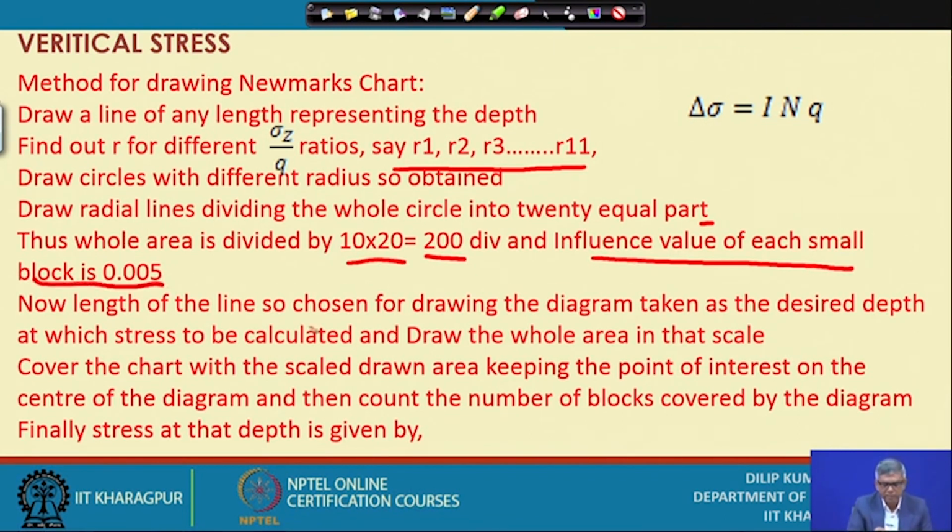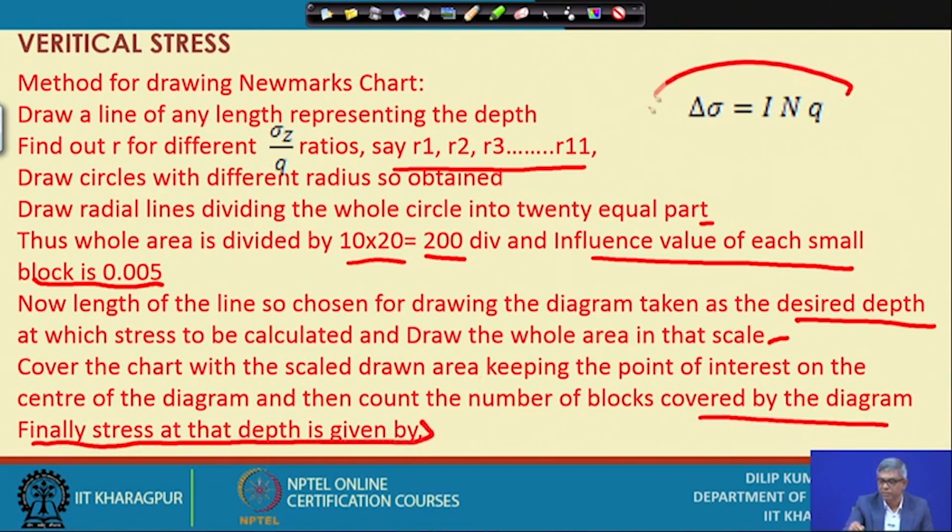Now, the length of the line so chosen for drawing the diagram is taken as the desired depth, that means whatever line is shown, that should be the depth at which the foundation is actually required, and the stress is to be calculated. Draw the whole area in that scale. Cover the chart with the scaled down area, keeping the point of interest at the center of the diagram, and then count the number of blocks covered by the diagram, and finally, stress at that depth is given by this.